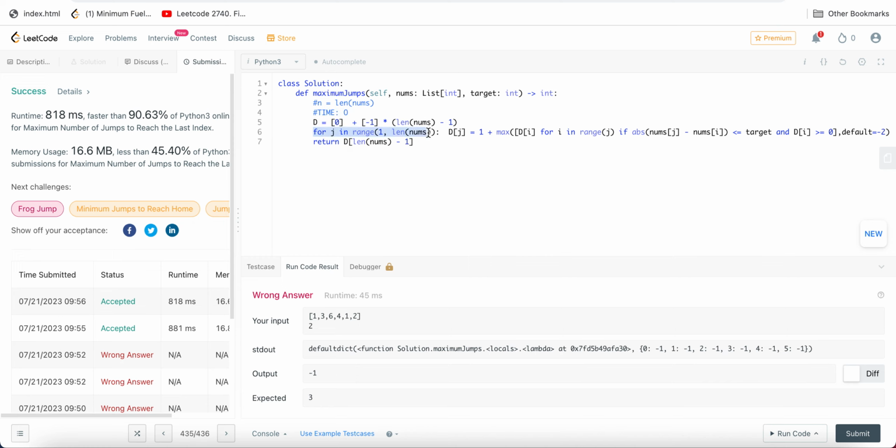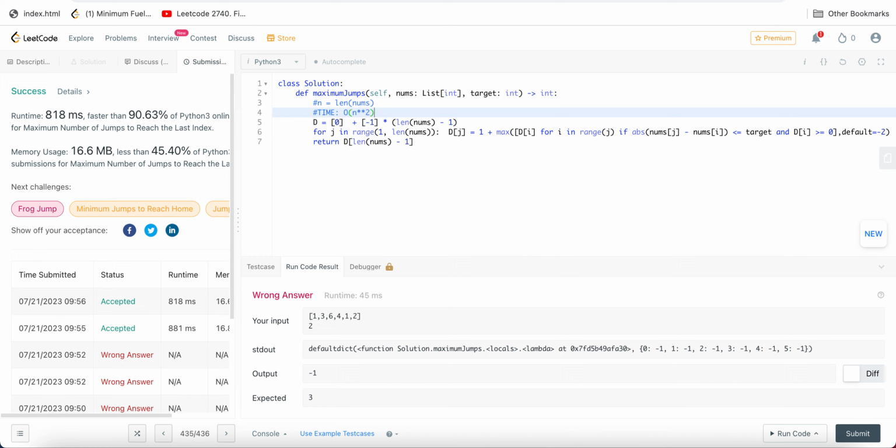we have to look at all j values and then all I values for all j values, right? So for all j values, we have to look at all the values that are less than j. So for 1, we have to look at 0 and 1. For 2, we have to look at 0, 1, 2. Then 3, we look at 0, 1, 2, 3. Then 4, 0, 1, 2, 3, 4. And 5, 0, 1, 2, 3, 4, 5. So that's n squared, right?